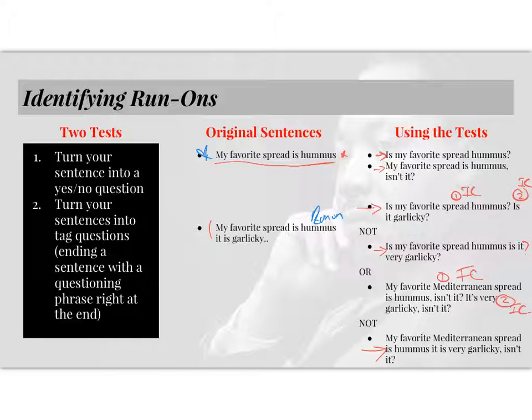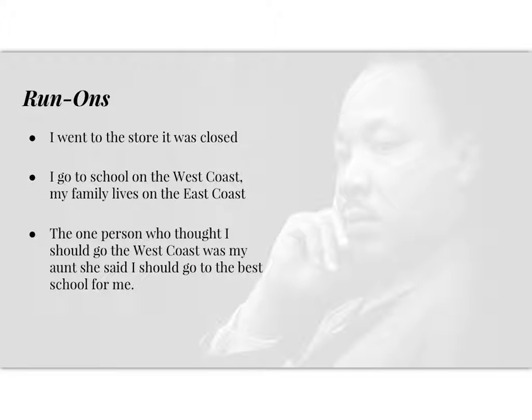It's not this. My favorite Mediterranean spread is hummus, it is very garlicky, isn't it? That doesn't really make sense. So that again tells us there's a run-on. So if we look at these examples and we use that test, we can see if they're run-ons or not.